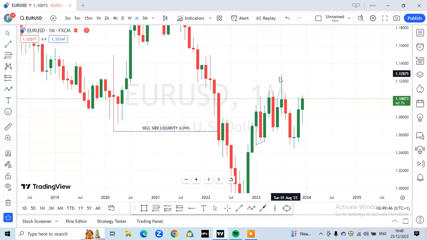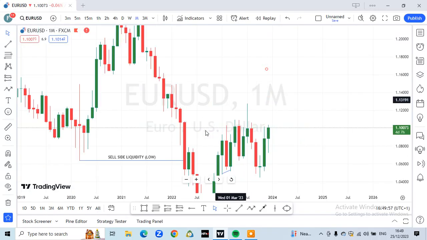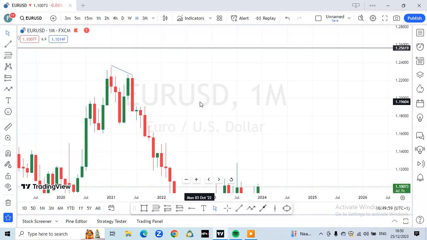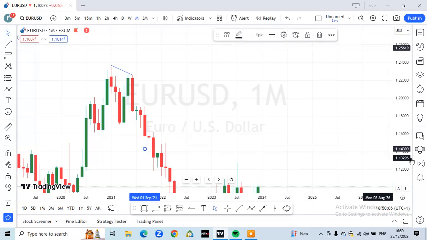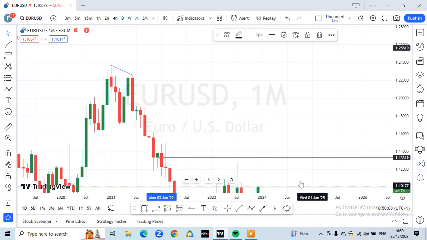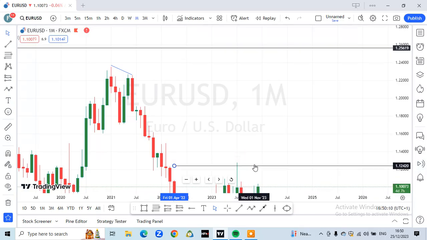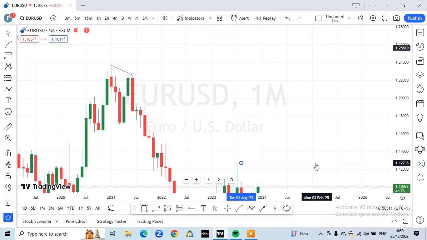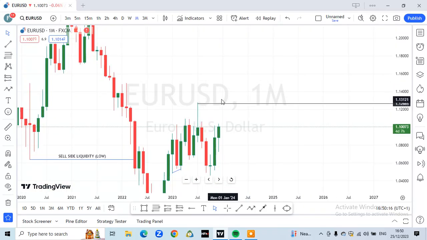So this is our what? So we're expecting this market to what? To get here. We're expecting price to get to this high. Why? Because this place is a what? A buy side liquidity. Please don't forget this. This is a what? A buy side liquidity.